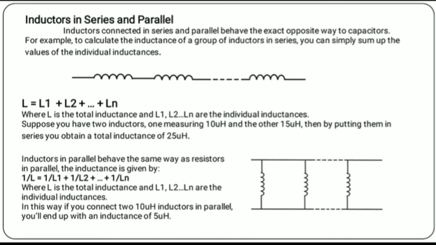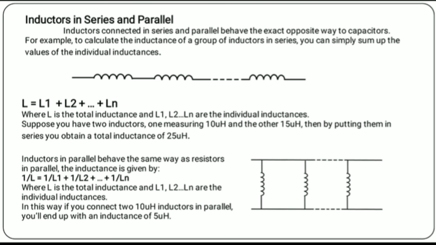Suppose you have two inductors, and here the example comes. The second picture represents inductors in parallel. Inductors in parallel behave the same way as resistors in parallel. The inductance is given by the following formula, where L is the total inductance, and you can see the example below. Inductors connected in series and parallel behave in the exact opposite way to capacitors. And these are all about inductors in series and parallel.